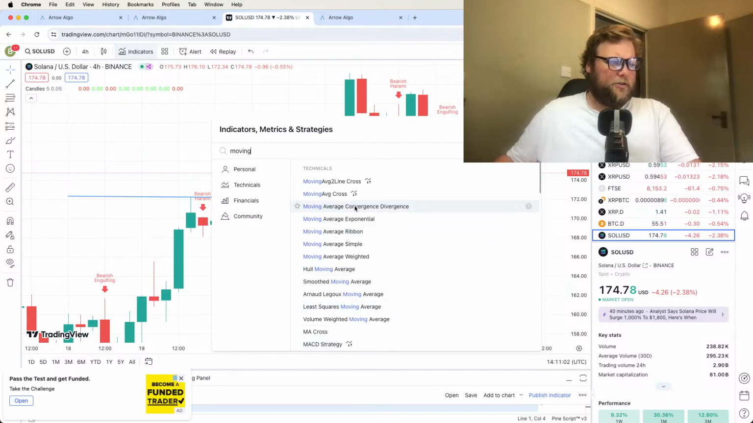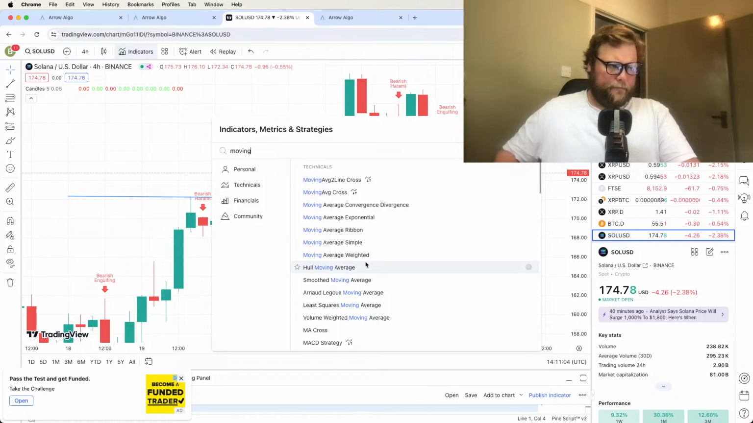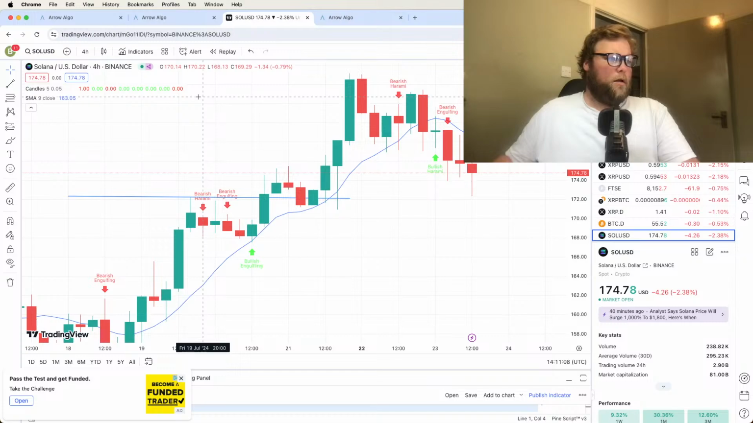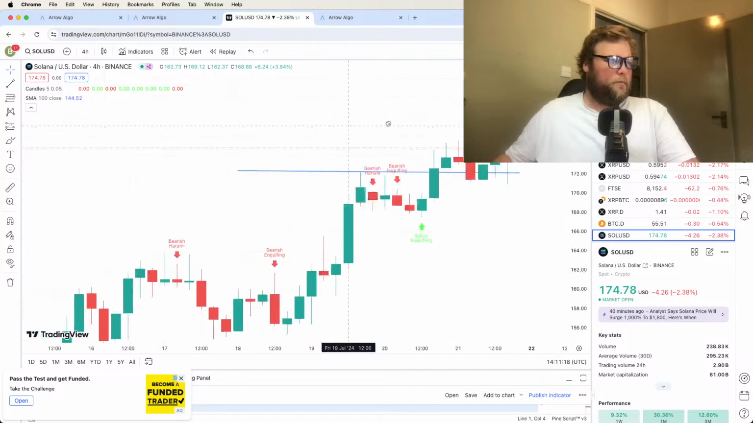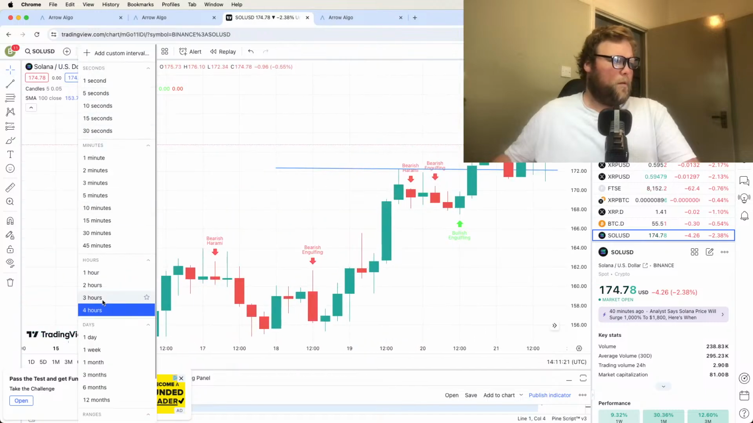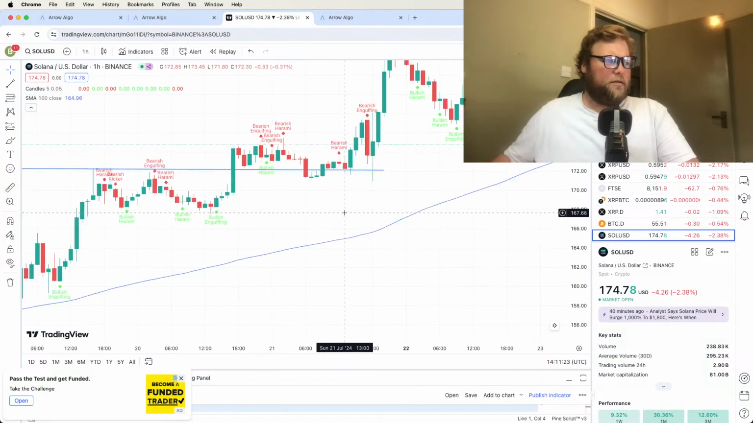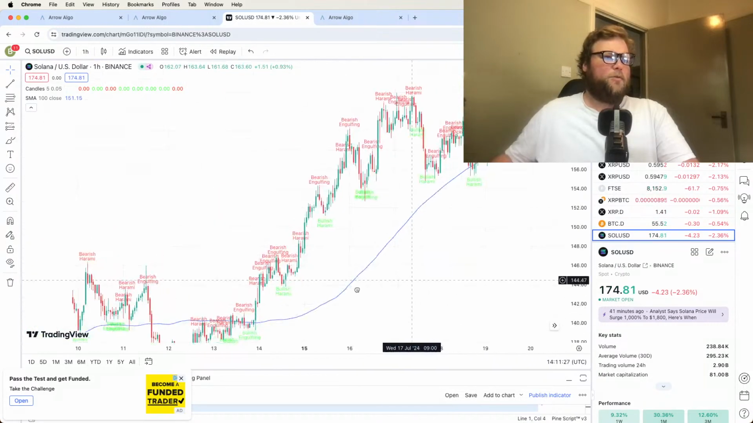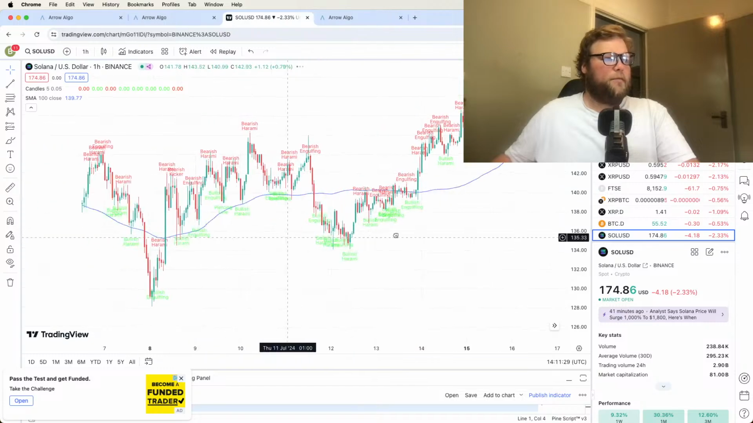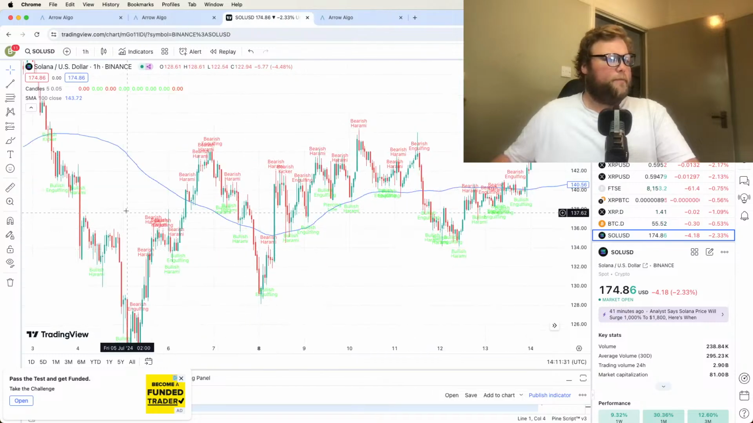And we can see that in action by adding in a nice simple moving average here. If I set that to 100, and change this down to a 1 hour chart. Generally when the price is above that moving average line, it means that we're in an uptrend, and when it's down below, it means we're in a downtrend.